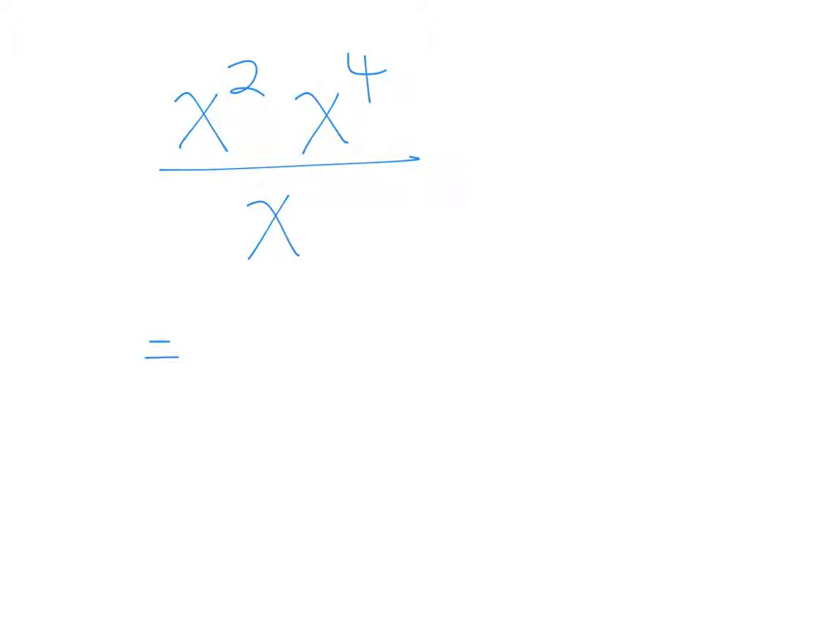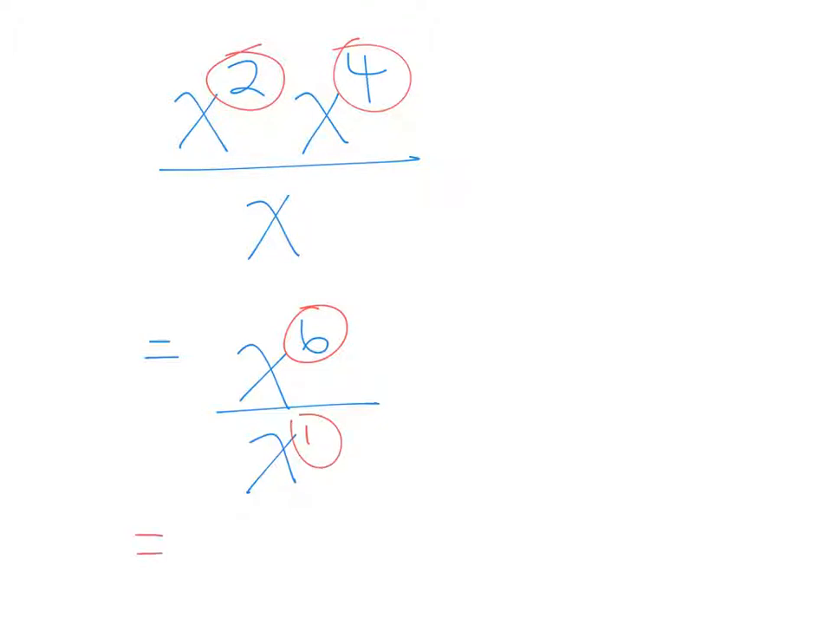Okay, so we know we have our adding rule, so we can add our exponents on the top. So we can add the 2 and the 4 together, which gives us x to the 6, and we'll keep that 1 on the bottom. And then we can use our division law, so technically there's a little 1 there. So if we subtract 6 and 1, our final answer is x to the power of 5.